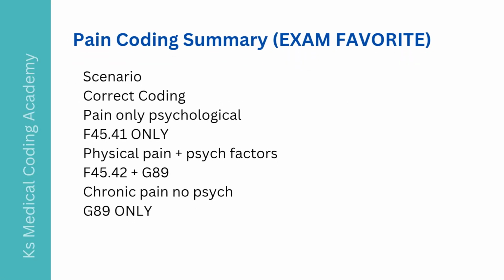Pain coding summary. Let's summarize pain coding. If pain is only psychological, code F45.41 only. If pain is physical with psychological factors, code F45.42 plus G89. If pain is only physical, code G89 only.